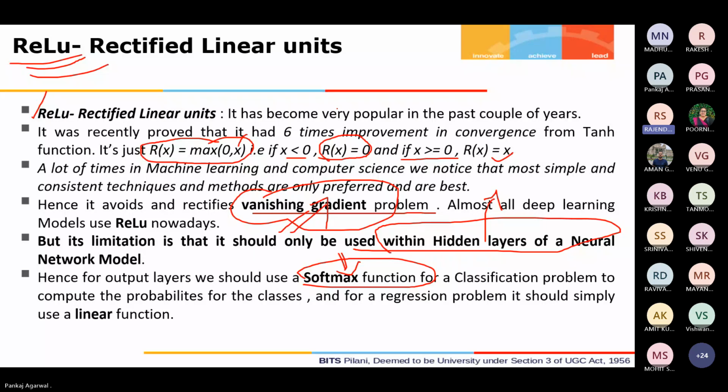Sir, quick question on this one. How will it handle the vanishing gradient problem? If some value is more than one, it would still limit it to one, right? No, we are talking about the negative part. Look, if x is less than 0, for example, it would result in what? Zero. Yes, zero.